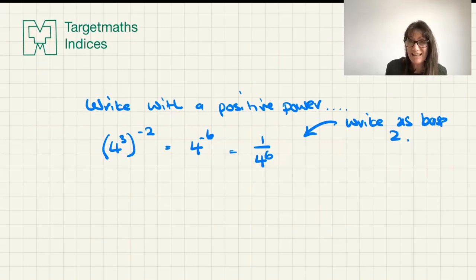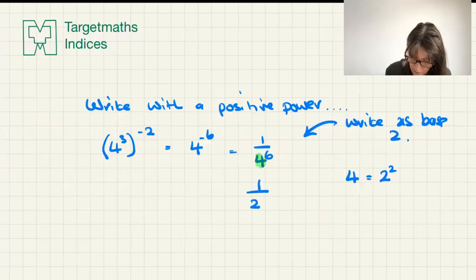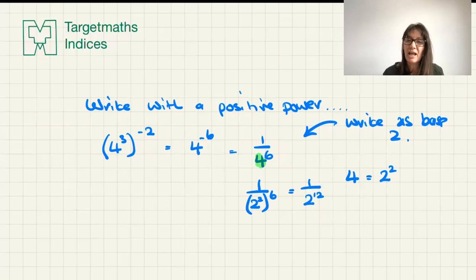4 is a number that could come from base 2. Yeah, 4 could come from 2 squared. So what I could do is, instead of writing 4 here, I could write 2 squared, still to the power 6. And then I use my power rule and end up with 2 to the 12. And that would be taking a number that was a base and rewriting it into another base, but keeping it equivalent, keeping it the same value.